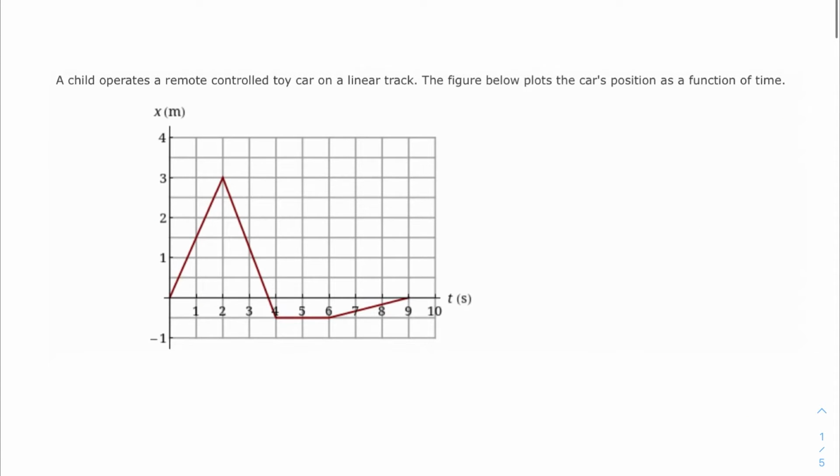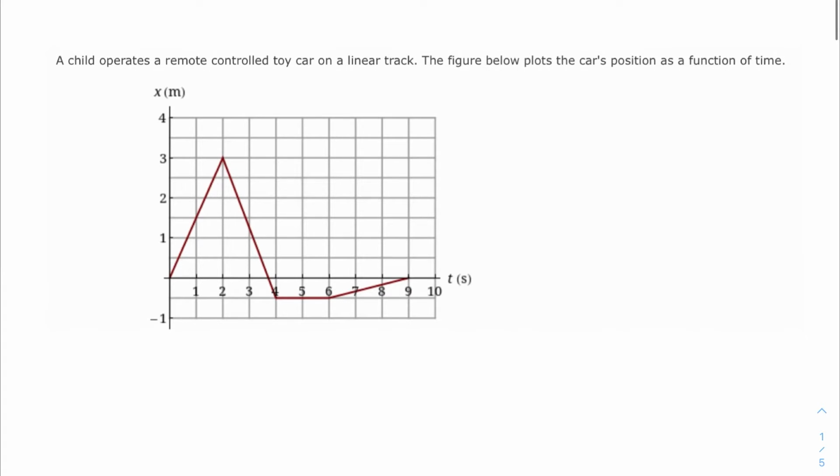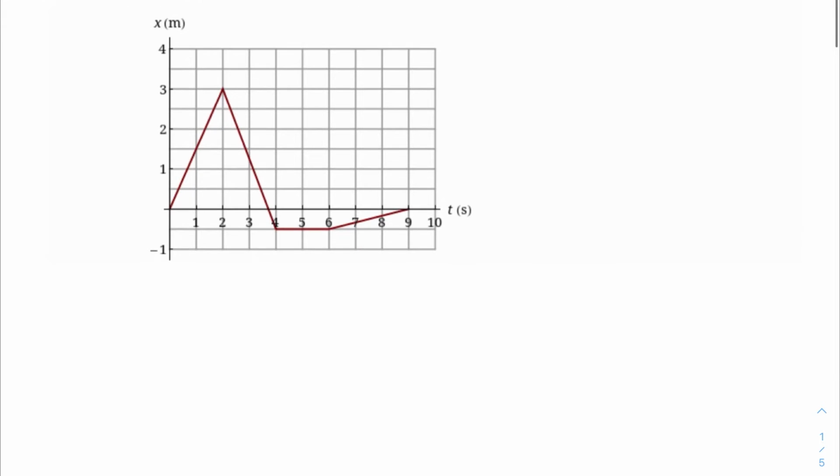So the kind of problem that I picked out was from WebAssign 01A, and this problem relates to constant acceleration, and it could potentially also relate to constant velocity. In this scenario, it says a child operates a remote-controlled toy car on a linear track. The figure below plots the car's position as a function of time. So what we're going to do in this problem is first solve for the acceleration. To do so, we're going to split this problem into 4 parts.